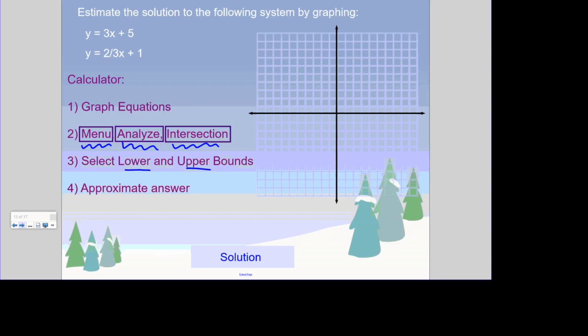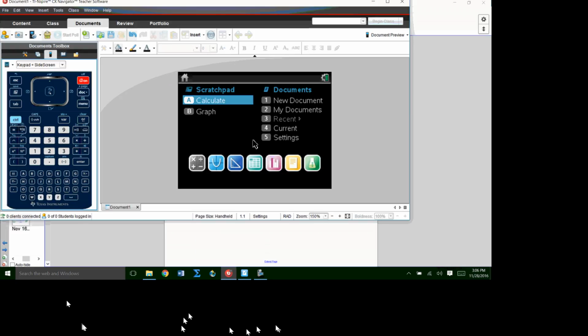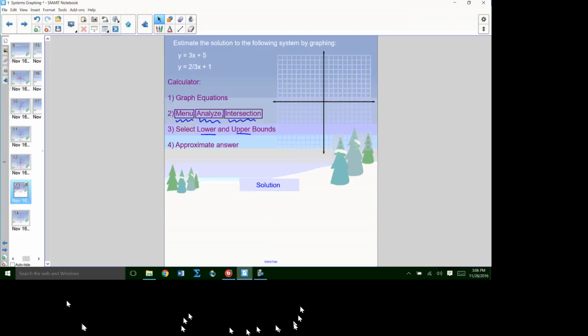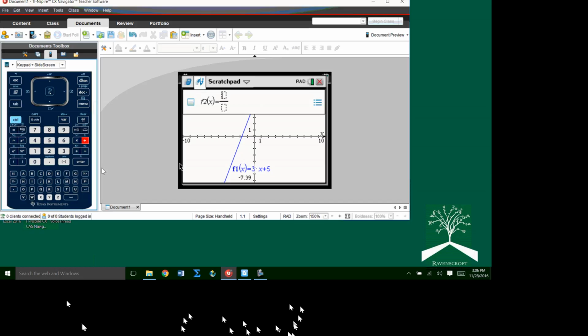So if you have your calculator, we are going to start by graphing both equations. So I'm just going to my graphing scratch pad, and I'm going to type in the first equation, which was 3x plus 1, I believe. Oh, sorry, plus 5. And I'm going to hit enter and graph that one. Now hit tab to graph your second equation, which is 2/3 x. So control, division, and 2, down arrow, thirds, x. This one's plus 1, and graph that one.